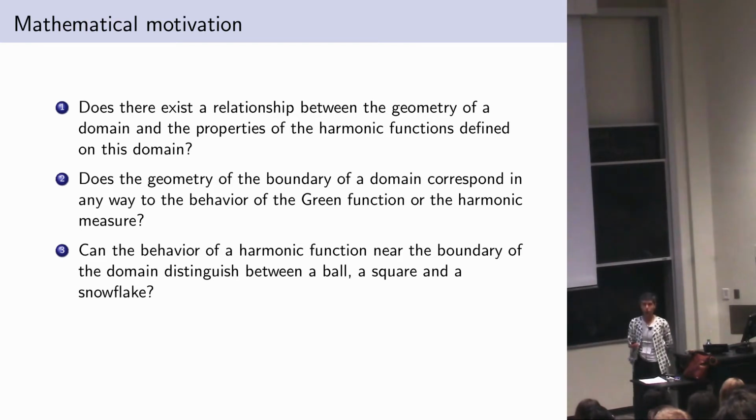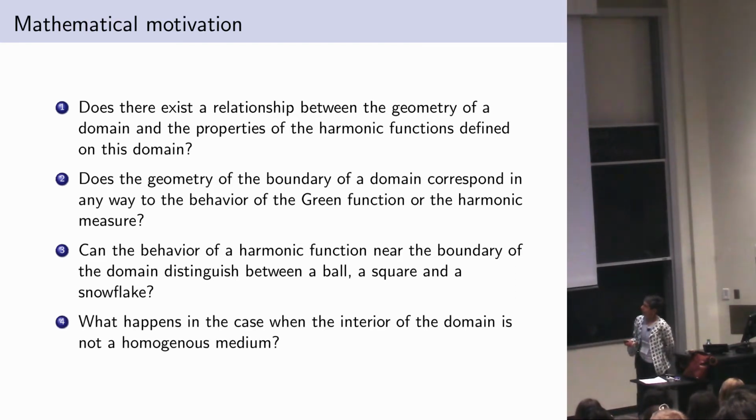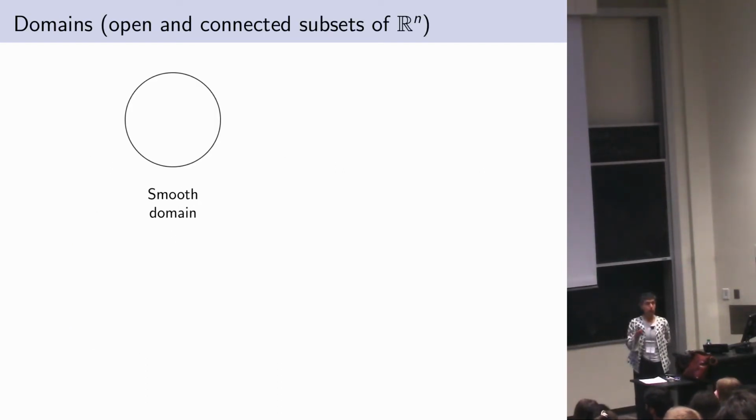I'll tell you, I draw a snowflake. And what happens in the case when the interior of the domain is not a homogeneous medium? I think I'm not going to have that much time to talk about that, but okay, here are my domains. I'm going to look at 4 domains, and I want to understand if I can really distinguish them. A smooth domain, this is what I want you to keep in mind.